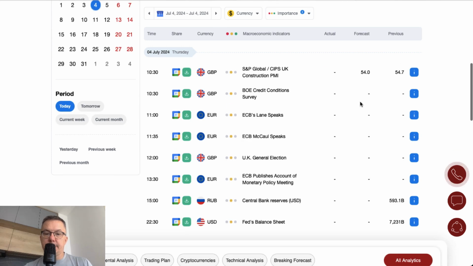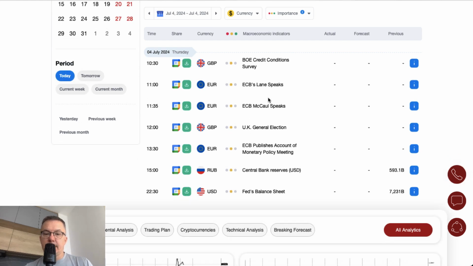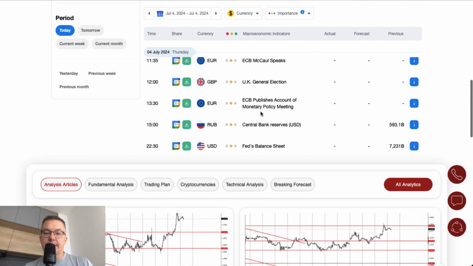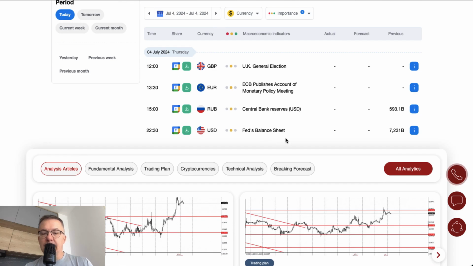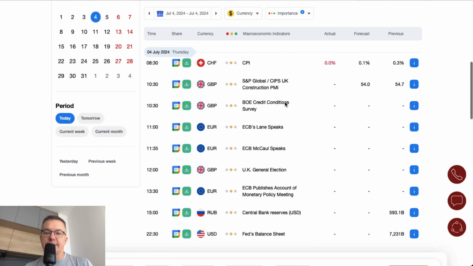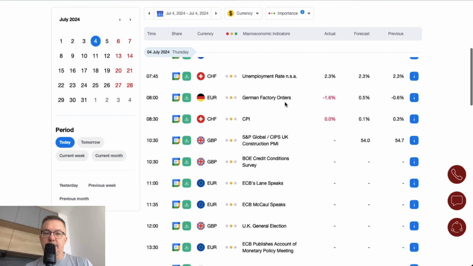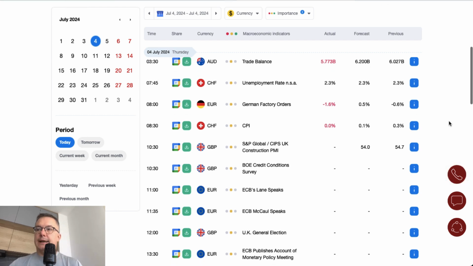Now we are waiting for the UK construction PMI data. This data is scheduled at 10:30, together with the Bank of England credit conditions survey. Then we have some speeches from ECB's Lane and ECB's Makhlouf. At noon we got the UK general election that starts at this time, and then we got the ECB monetary policy meeting minutes. This data will be released at 1:30. At the end of the day, 10:30, we got the Fed's balance sheet from the US. So very light day in fact of the releasing of the economic data.